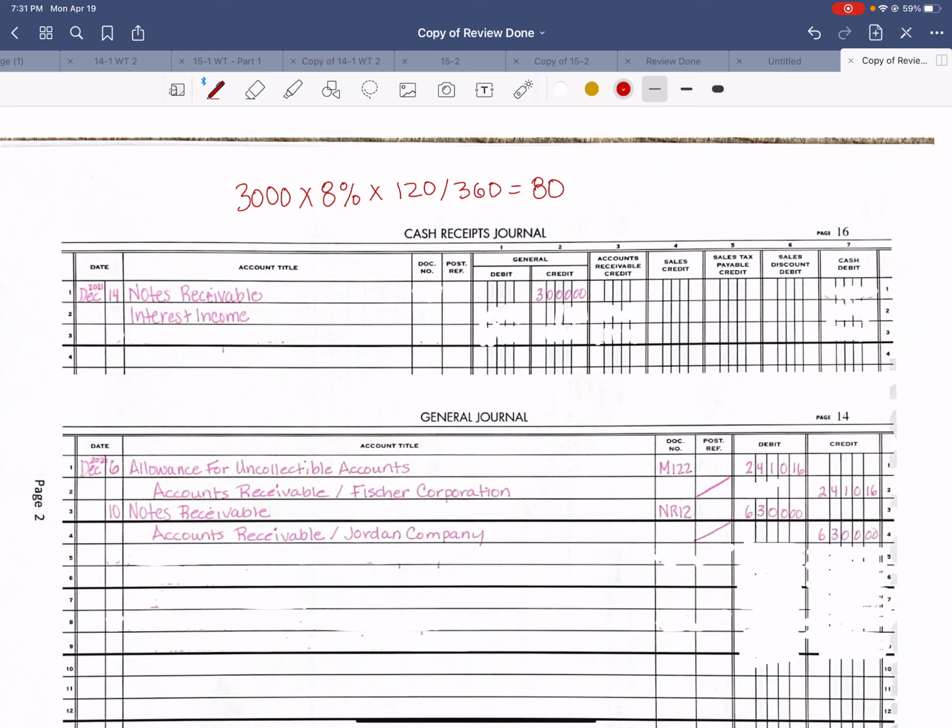Okay, so our interest income, remember that is a revenue, so we will credit that for $80. The amount of cash that we're going to get is the maturity value, and that is $3,000 plus 80 is $3,080. And our document number is receipt 289.